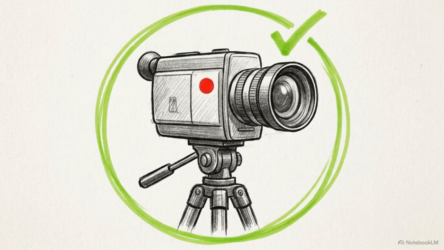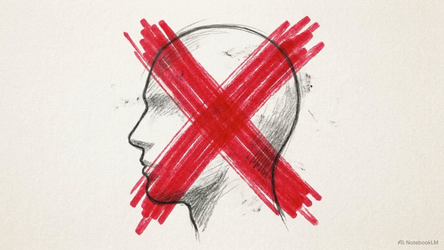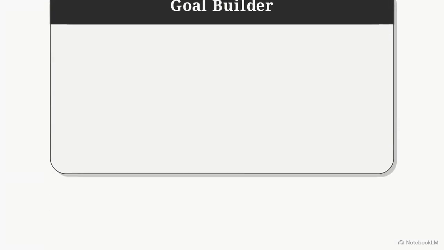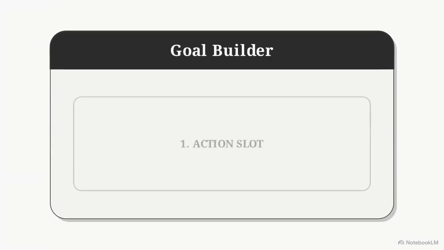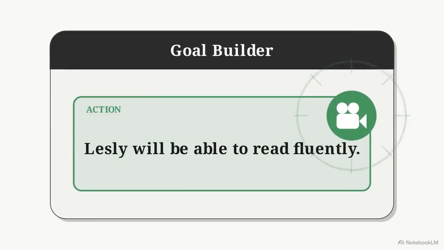A reliable way to check your verb is the camera test. If you set up a video camera in the classroom, could you actually record the student performing the action? If the answer is no, you need a different verb. Let's apply this to our earlier example. We'll start building our new sentence. Leslie will be able to read fluently. Now we have a specific, observable action that passes the camera test.